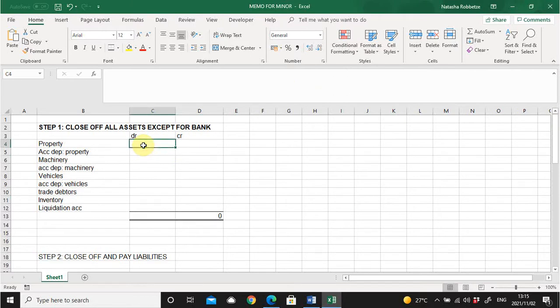If an account had a debit balance, it should now be a credit balance so that it can be closed off. Or if it had a credit balance, it will now have a debit balance because it needs to be closed off. So for property, you will see that I am now referring to the statement of financial position. And for the property, it had a cost of 600,000 and an accumulated depreciation of 200,000.